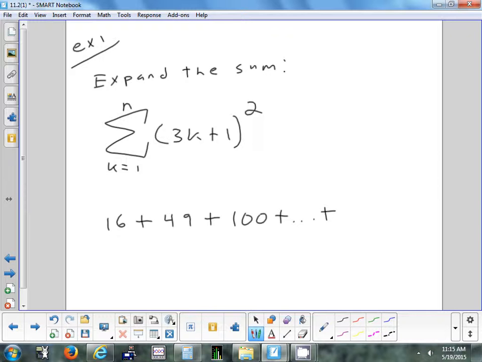And now we're finally going to let k equal our last number. James, what's our last number in this case? 3. Well, what are you going to let k equal for the last number? N. That's our stopping point, n. So now just fill in n for k, 3n plus 1 squared. Okay. Sigma notation, expanded notation. Questions on that?